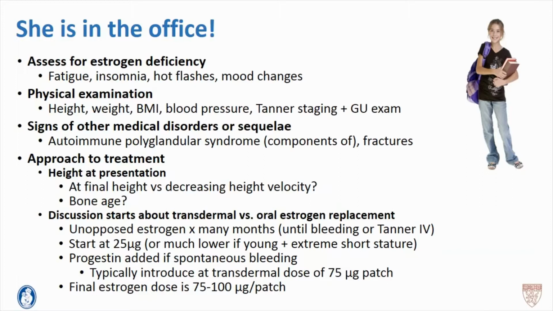So on exam, I'm looking again, the height, the weight, is she symmetrical? So the body mass index, my starting blood pressure, because estrogen could up the blood pressure a little bit.